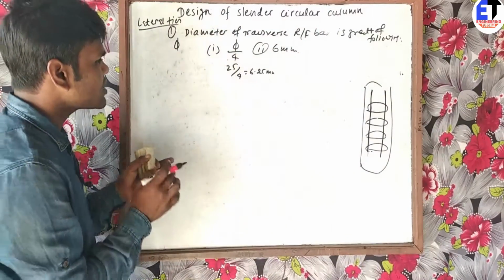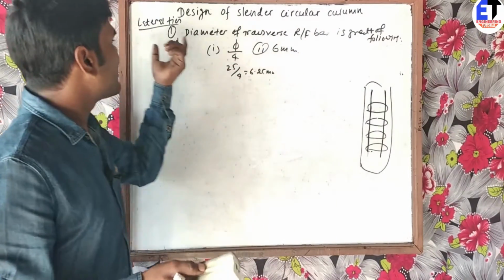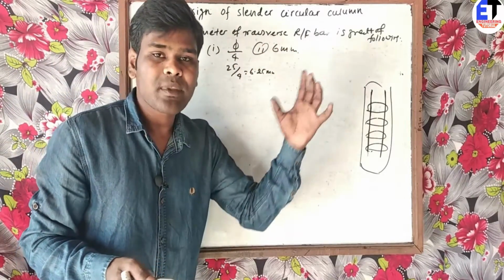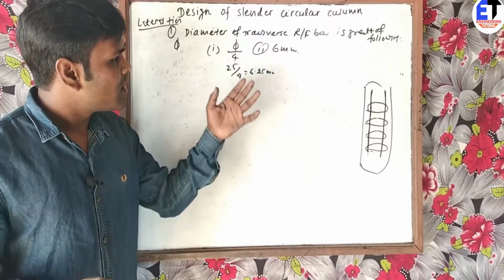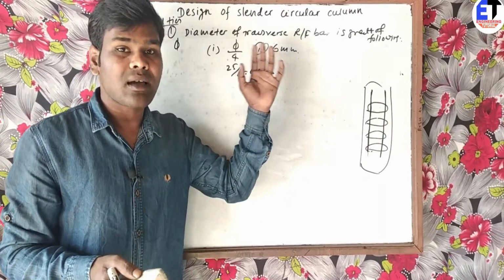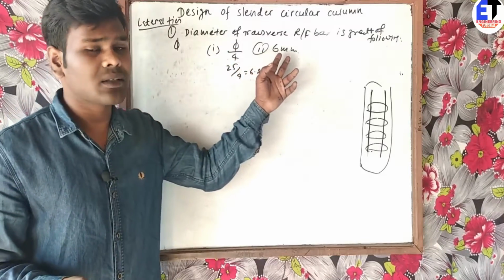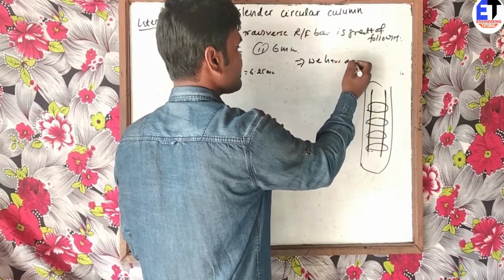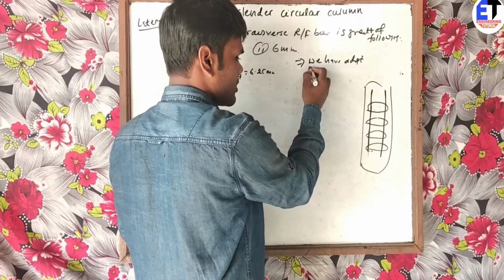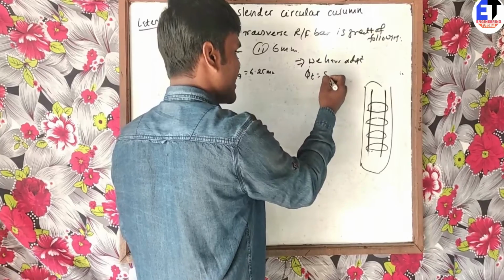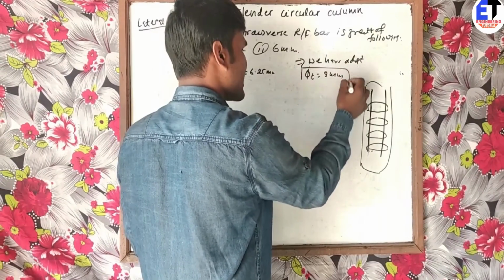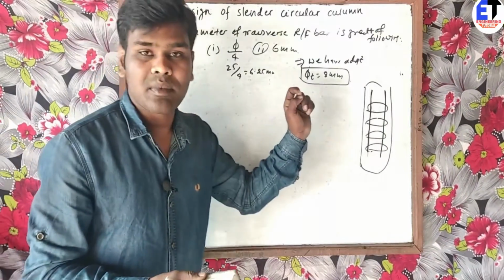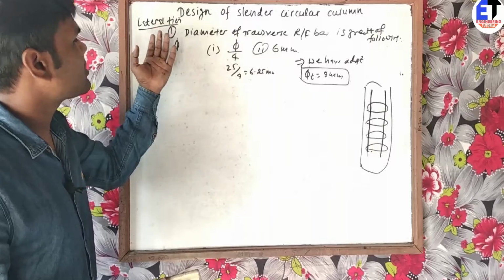So the diameter of the lateral ties is the greater of the following: 6.25 and 6 mm. If you go to the market, there is no bar available with a diameter of 6 mm for lateral ties. So we have to adopt a diameter of 8 mm. Generally, if you go to the site, a bar with a diameter of 8 mm is available for lateral ties. So we have also calculated the diameter of the lateral ties.